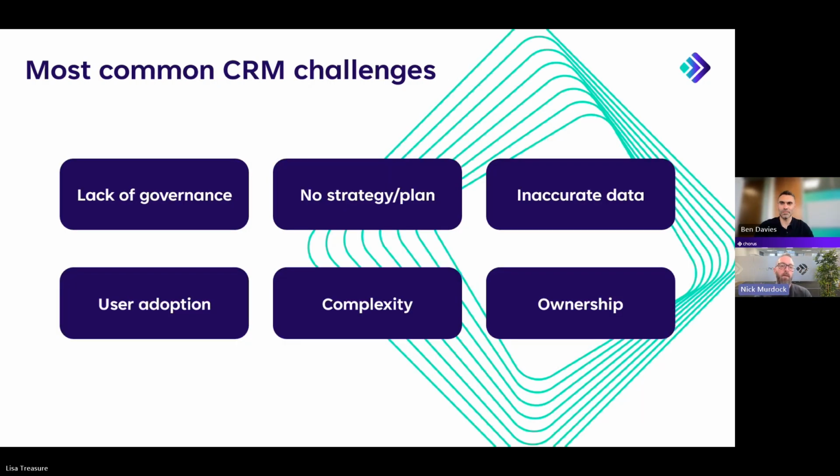Right. So what are the most common CRM challenges? There are loads, but obviously we've got 6 to have a look at here. So really, lack of governance and no strategy, I would bundle into the same kind of conversation.